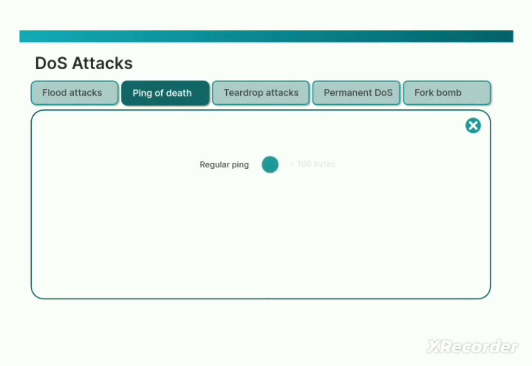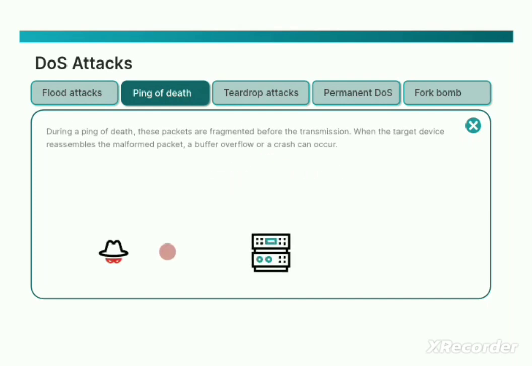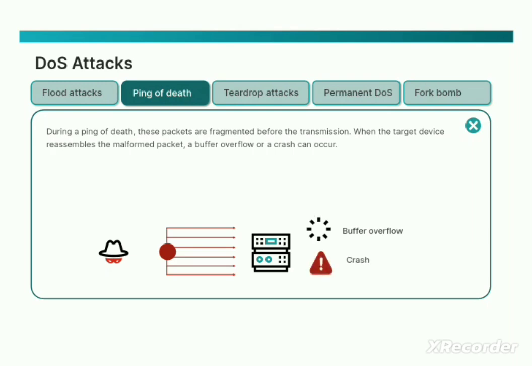While a ping is typically less than 100 bytes, a ping of death creates packets greater than 65,535 bytes. During a ping of death, the origin device fragments the packets before the transmission. When the target device reassembles the malformed packets, a buffer overflow or a crash can occur.